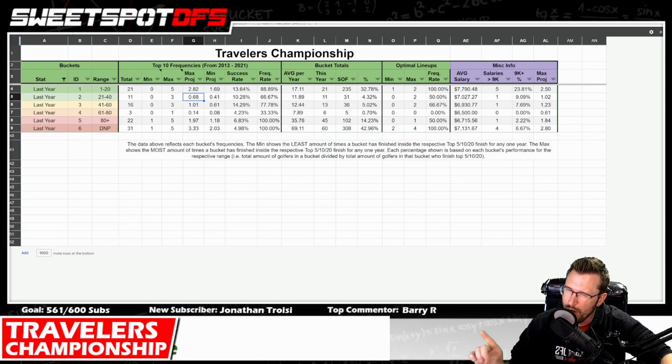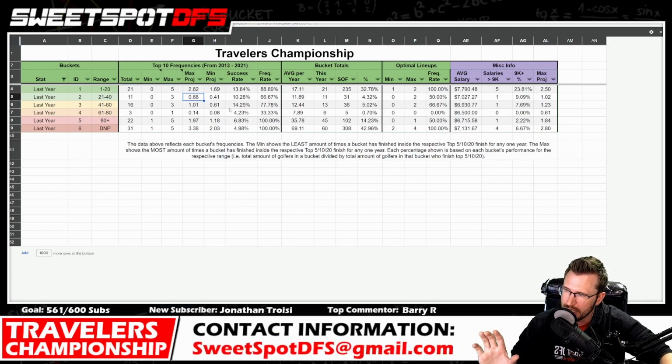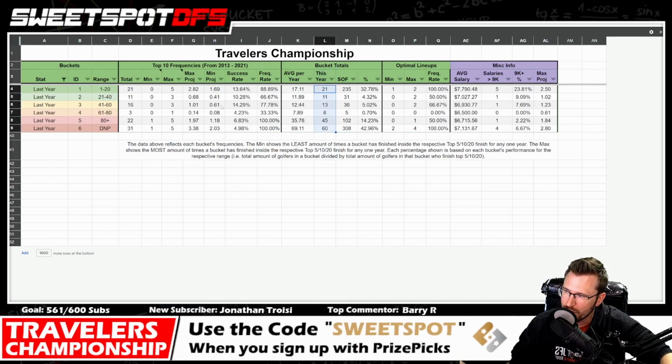But there's also one more rule. If the minimum is 0, the maximum's always 2, no matter what. Unless there's only one golfer in that bucket, which you can see over in this column right here. How many golfers are in that bucket? I have a count right here. So it's always 0 to 2 unless this bucket has one golfer or less. I think it's pretty simple, pretty self-explanatory.